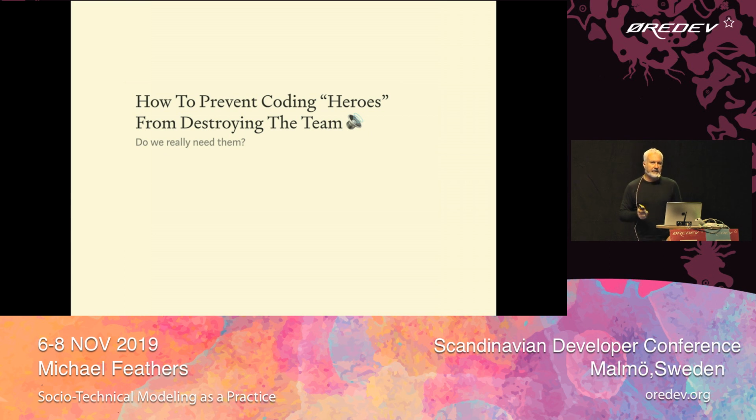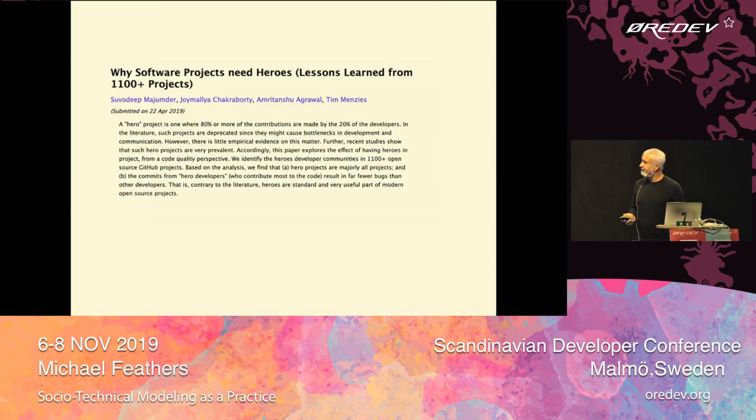That's why I was kind of shocked to see this paper come out in April of this year. And it looked like it was being deliberately provocative. How to prevent, well, actually not this one, how to prevent coding heroes from destroying teams. This is actually the paper I was talking about. Sorry about that, more slides. Why software projects need heroes. Lessons learned from over 1,000 projects. Now that's provocative, isn't it? The idea that we need heroes. Yeah, I can see people already grumbling.